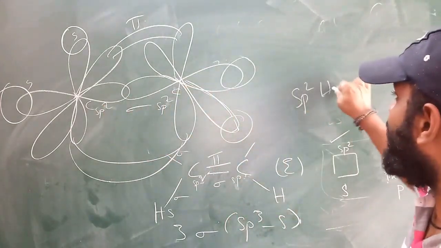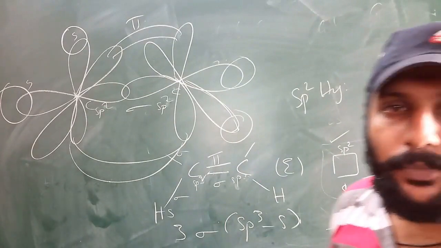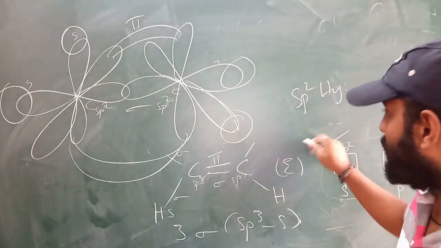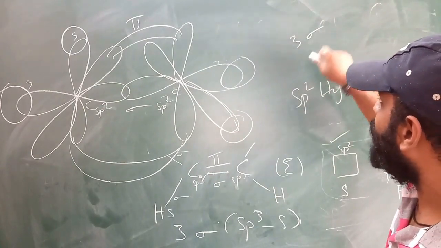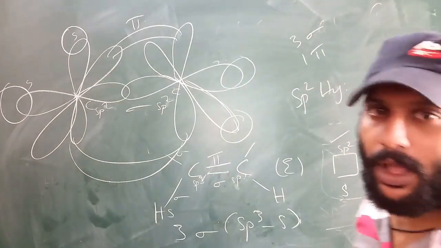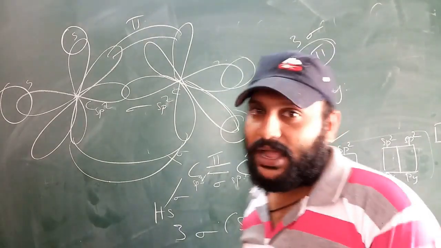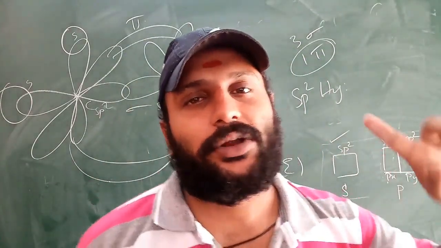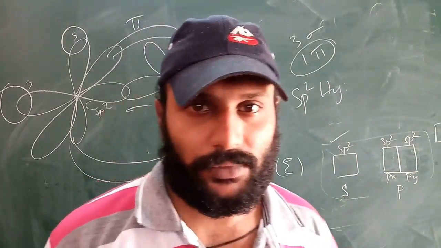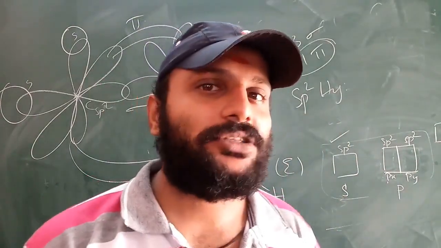In sp2 hybridization, how many sigma bonds and how many pi bonds are formed? Here 3 sigma bonds and 1 pi bond are formed. How did we get this 1 pi bond? It contains one unhybridized orbital, and that unhybridized orbital will go for pi bonding. Pi bonds are weak bonds, sigma bonds are strong bonds.